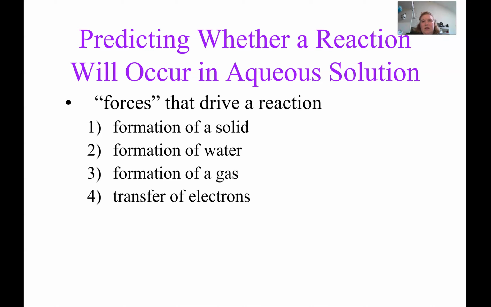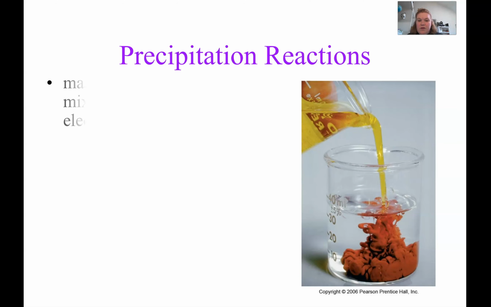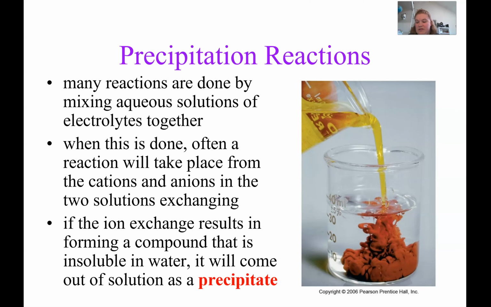The four that we're looking at here are the formation of a solid, the formation of water, the formation of a gas, or the transfer of electrons. Each of these is a different reaction type that we're going to cover. The first one is the formation of a solid, and this is called a precipitation reaction because we said that a solid is called a precipitate.